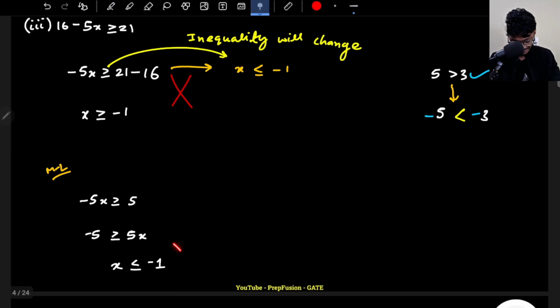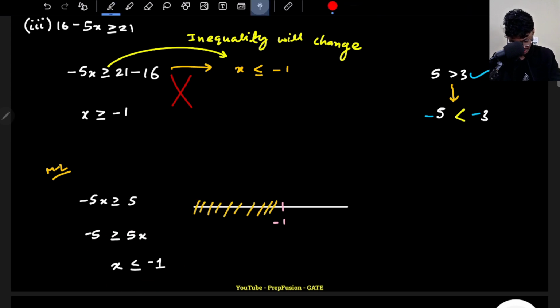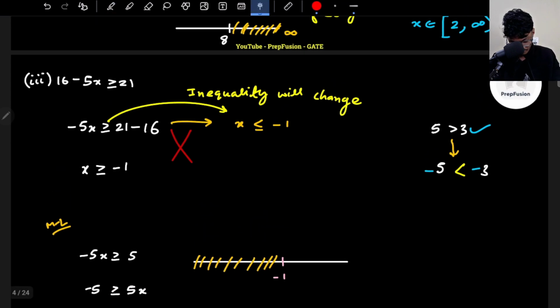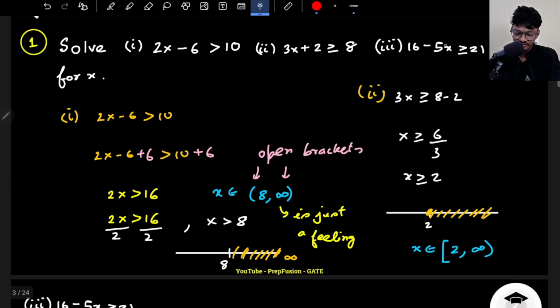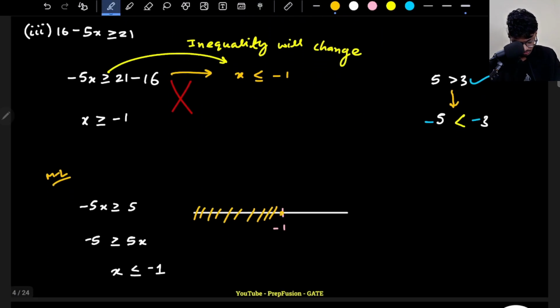So here my x is less than or equal to minus 1. In the number line, what region am I located at? In the number line, I'm simply located in this region, right? Minus 1. So this is the region that I am located in. And is minus 1 included? Yes, because here if I put minus 1, we have the equality sign. If I put minus 1, this will be minus 21, and minus 21 is equal to minus 21, which satisfies this inequality. So minus 1 is included, so I will put a dot here.